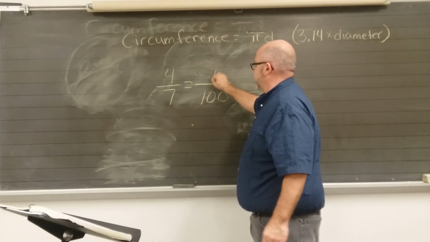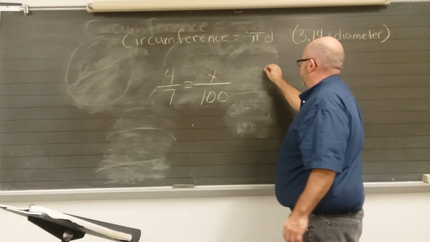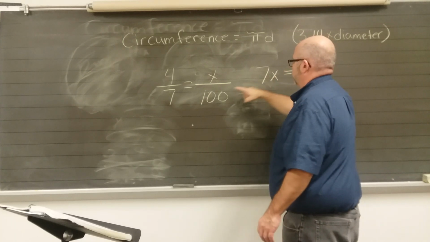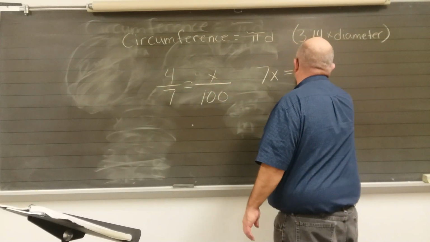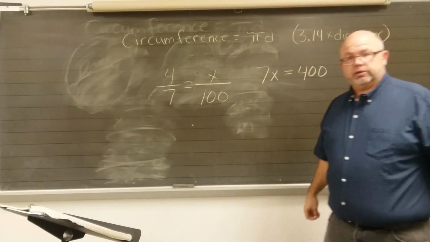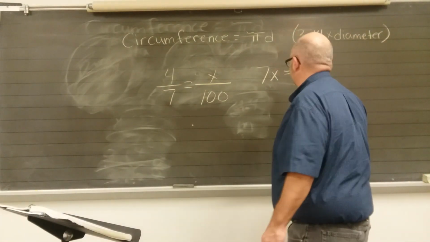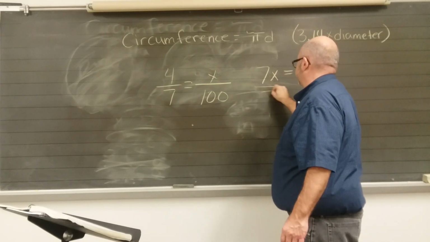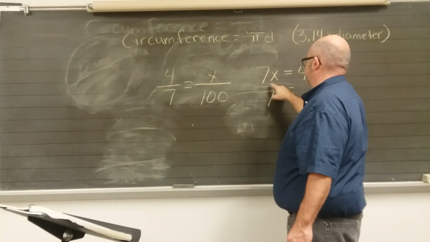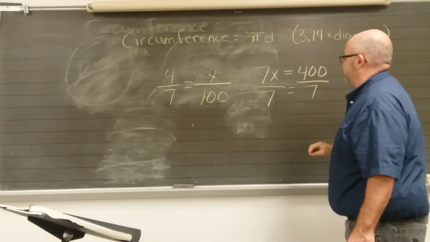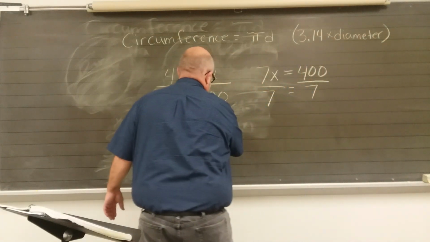So we have a missing number, x. 7x equals 100 times 4. You can just write that down right away if you want to. 400. Okay? Do the math, do the steps. 7 divided by 7 equals 7 times x divided by 7, and 400 divided by 7. So what is 400 divided by 7?